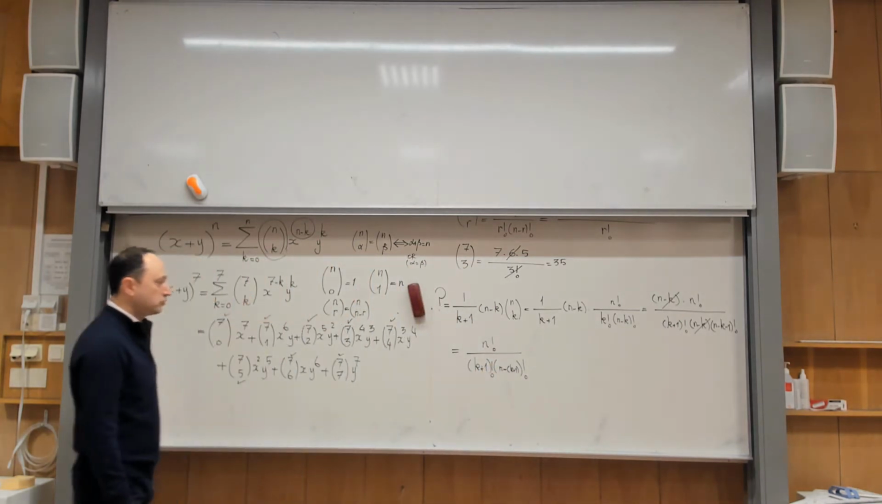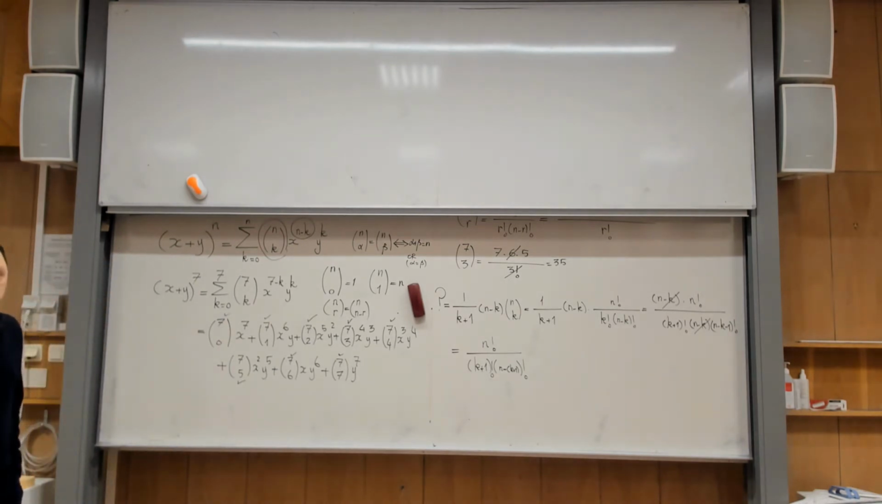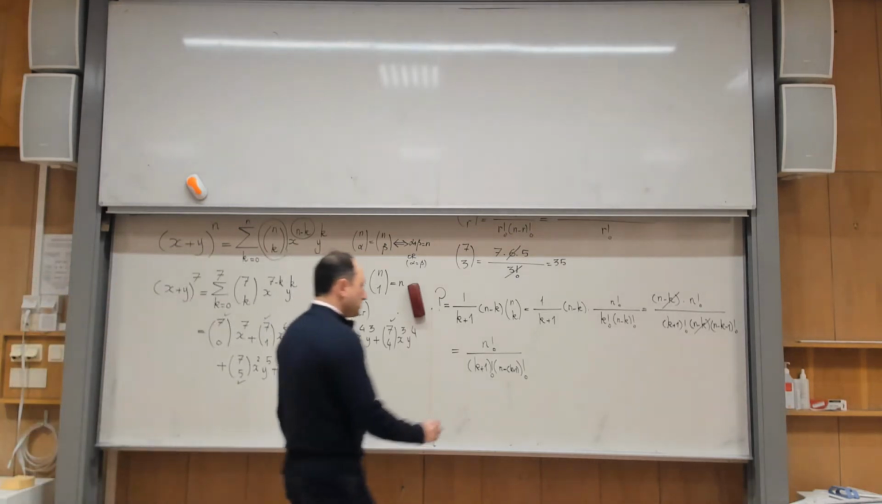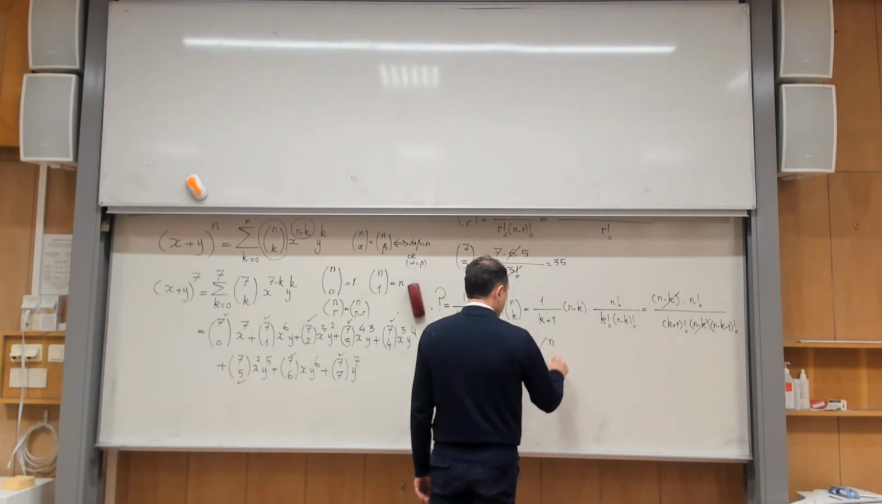Okay, can I write this more compactly now? N factorial divided by k plus 1 factorial times n minus k plus 1 factorial. Can I write it more compactly now? Yes? N choose k plus 1. So this becomes n choose k plus 1.